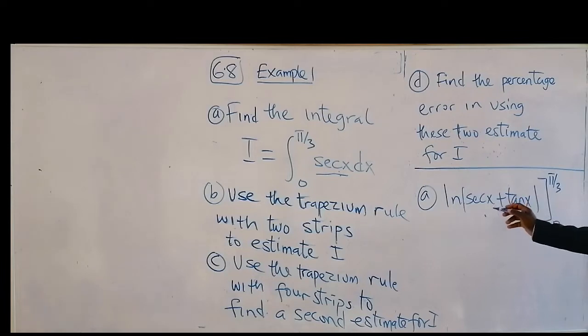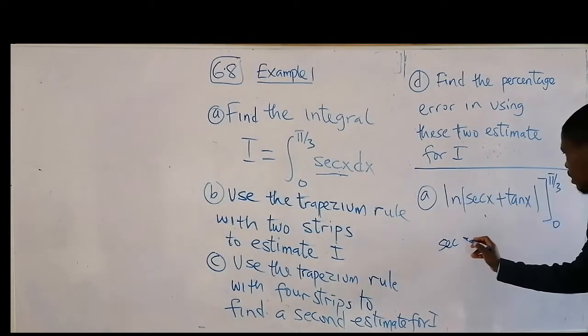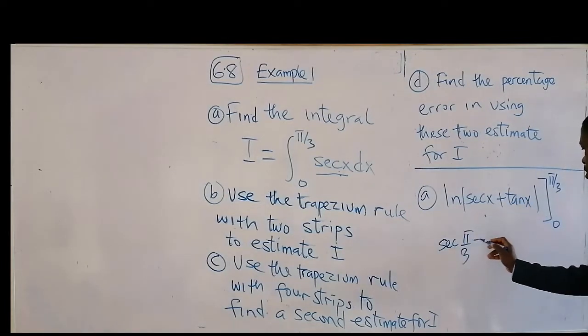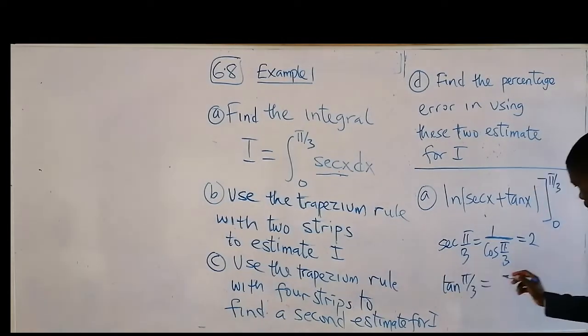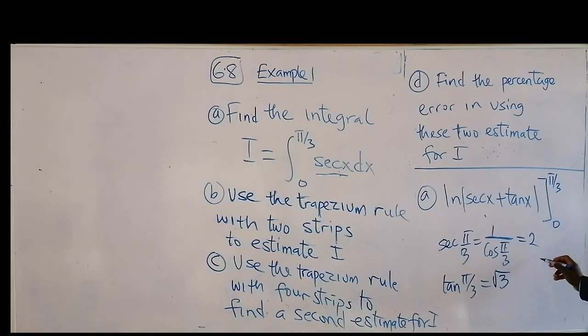The next thing to do is to begin to substitute. Sec pi over 3 is 1 over cos pi over 3, and cos pi over 3 is 1 by 2. Then let's get the tan, which is root 3. Then we can also get the lower boundary, sec 0, which is 1 over cos 0, and that will give us 1.